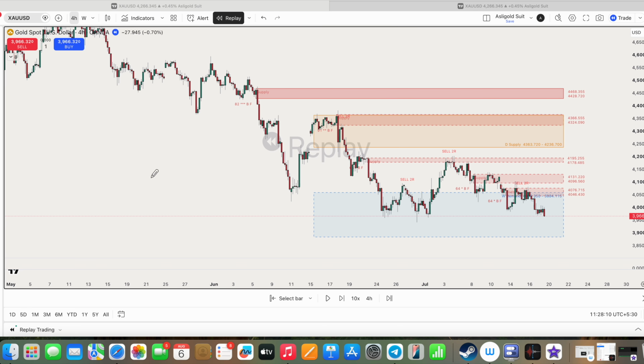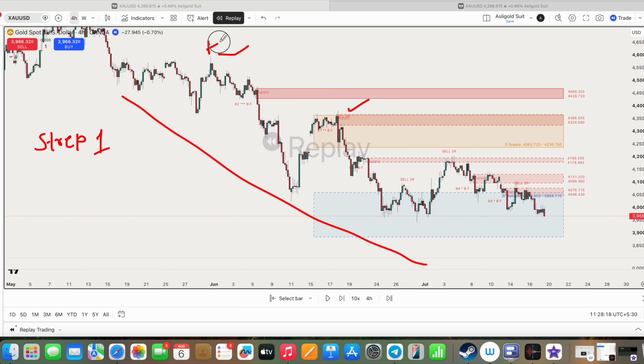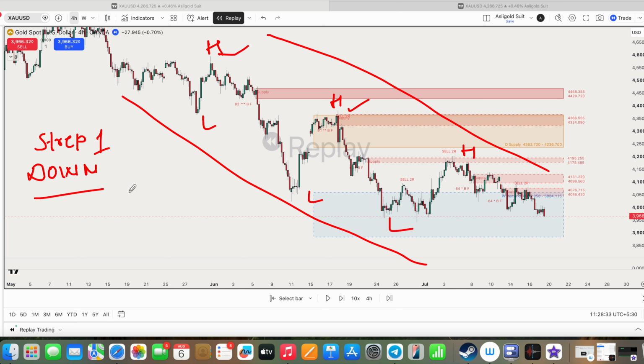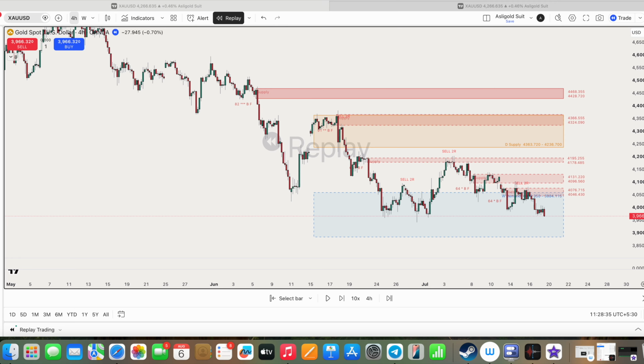Now, the 3 steps. Step 1, the trend. Look at this chart from left to right. See these peaks. Each high is lower than the one before it, and each low is lower too. Lower high, lower low, stepping down like stairs. This is a downtrend. Sellers are in control, and that gives us the golden rule.